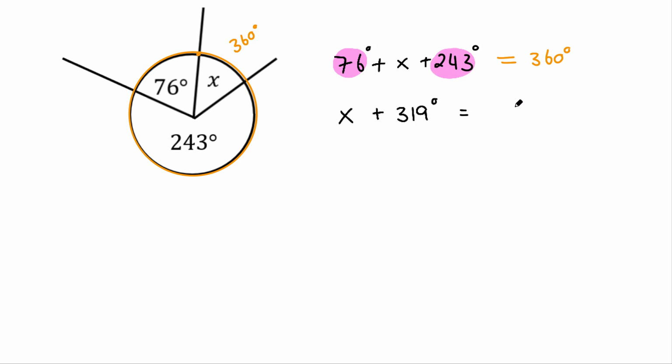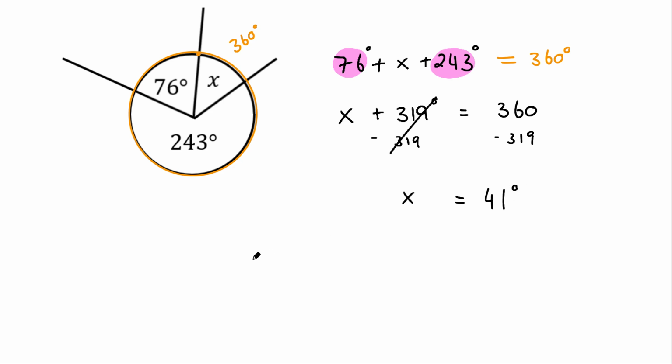And it's equal to 360. So I want to find out what x is on its own, but I don't have x on its own at the moment. I have x plus 319. And if I want to get x on its own, I'm going to subtract 319 from both sides. And what that leaves me with is x is equal to, that goes to 0, and I get 41 degrees.